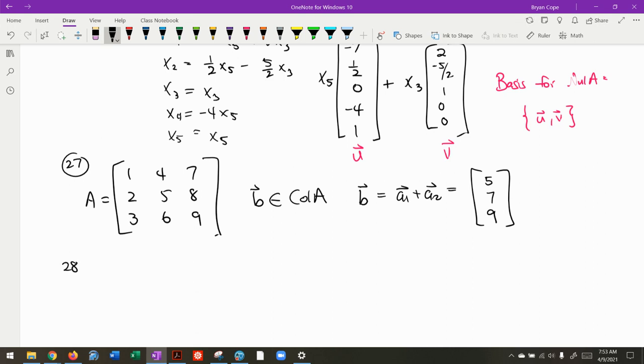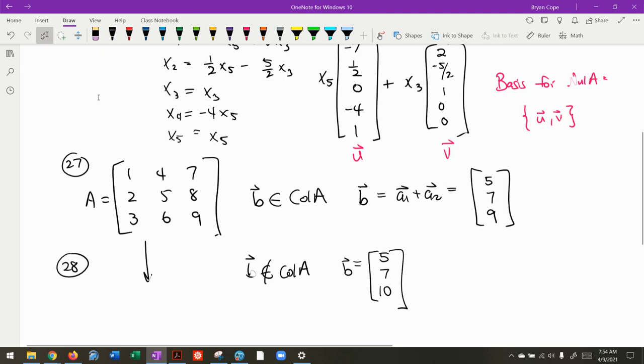28 is next. It asks us to construct a non-zero 3 by 3 matrix A and a vector b such that b is not in Col A. Okay, so we can take the same matrix as above. Now we want b to not be a member of Col A. I think we could accomplish this pretty easily by just adjusting one of the numbers from the vector that we created before. Like, how about we make it (5, 6, 10)? I'm pretty sure that that's not going to be in Col A.